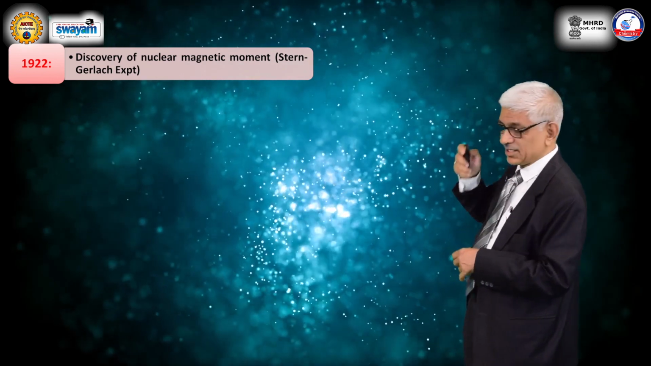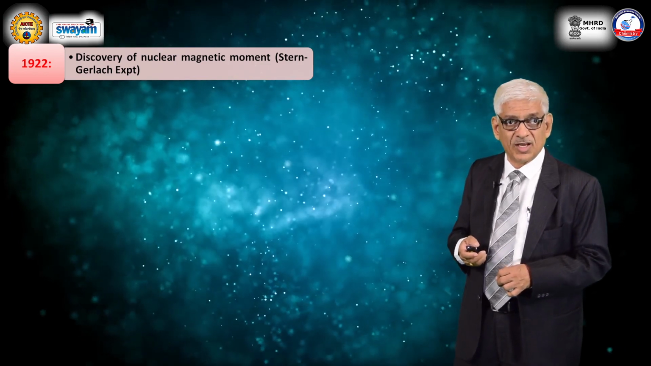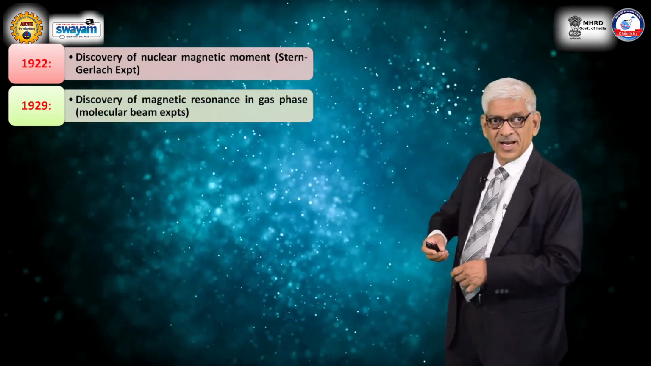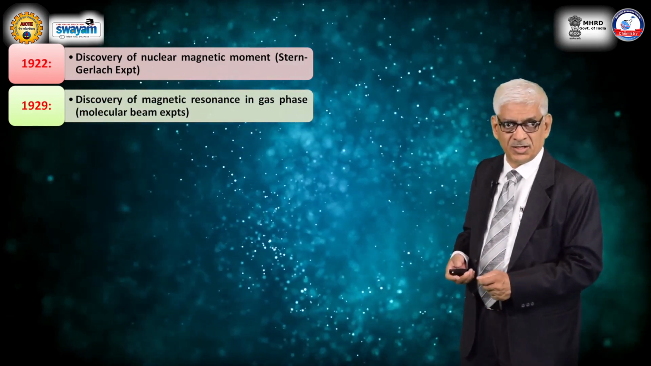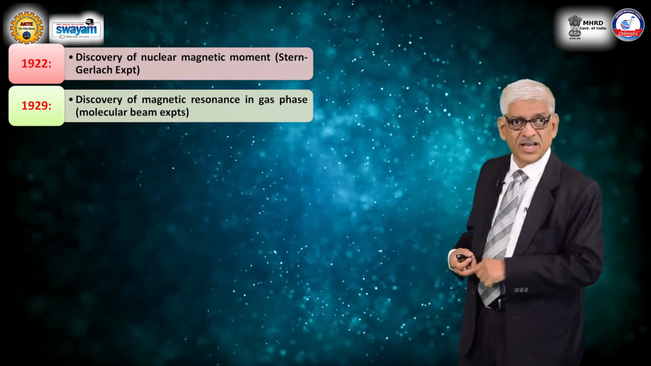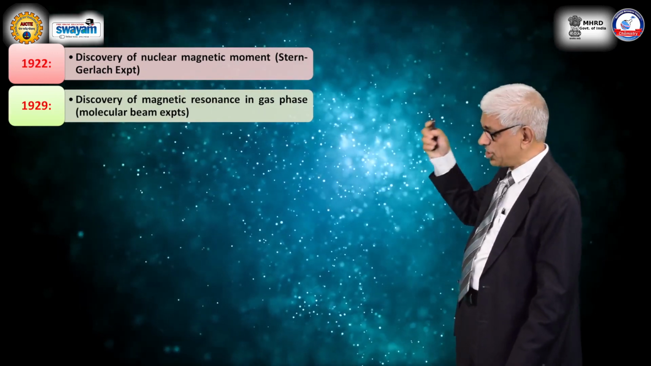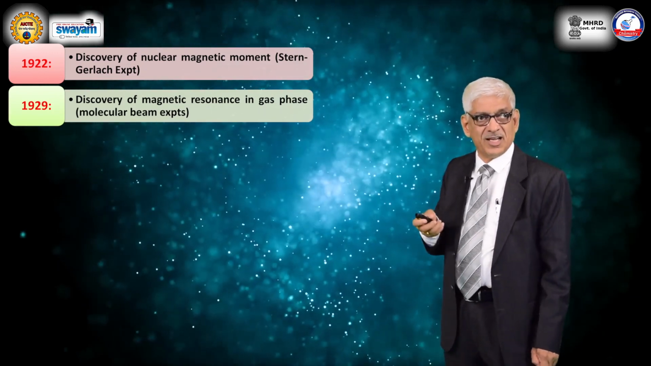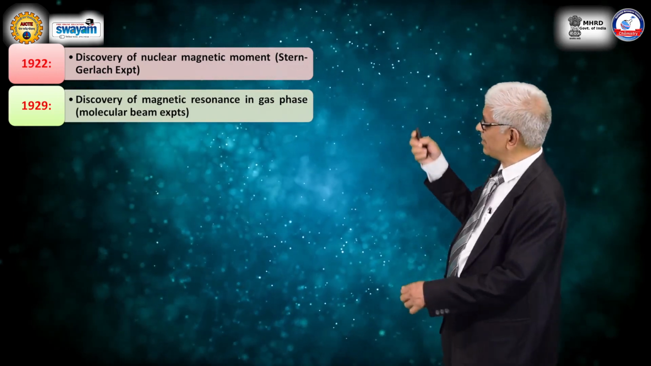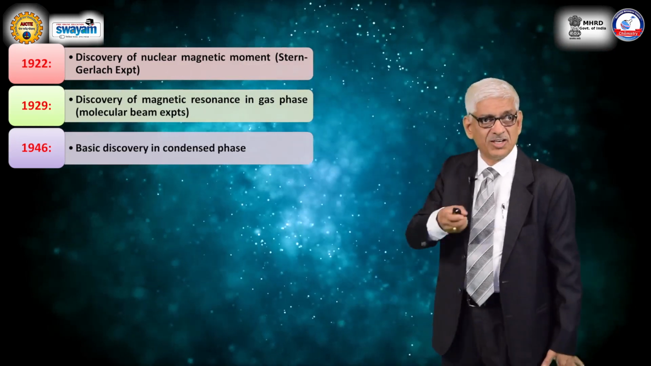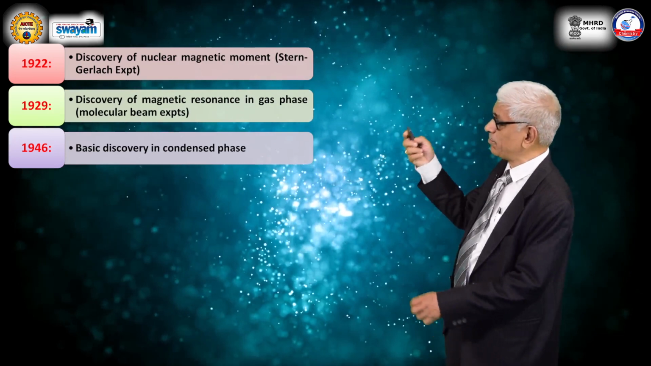Stern and Gerlach. They discovered the nuclear magnetic moment, and this was followed by an application by Rabi in molecular beam experiments, where he discovered magnetic resonance, and that was an important discovery. Then it was followed by another discovery in the condensed matter phase in 1946. This was again done by 2 physicists.